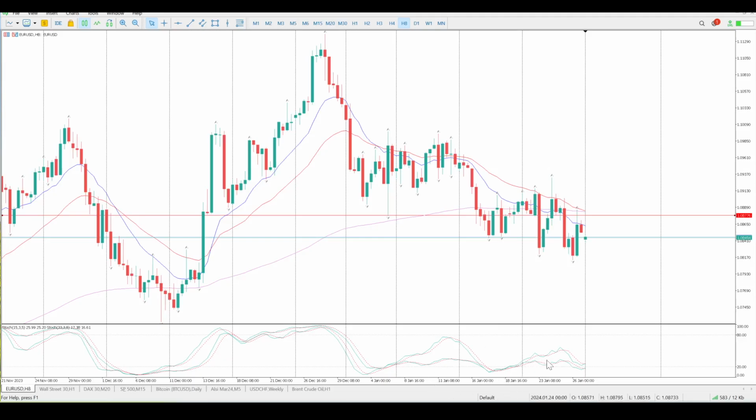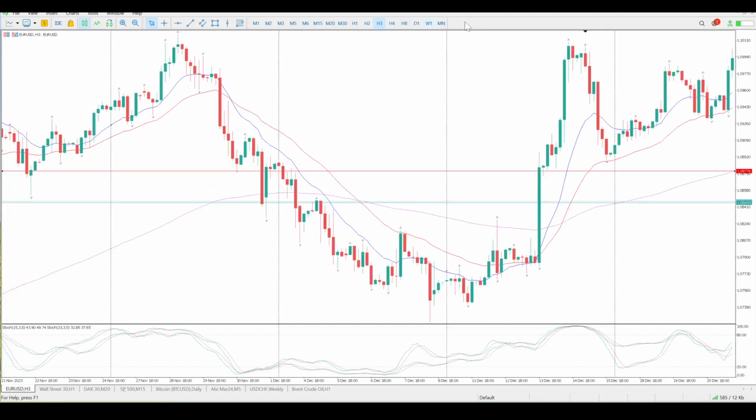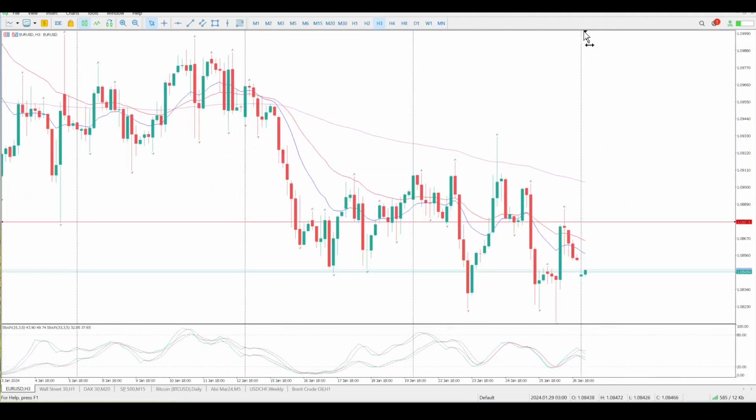Now the divergence that we had here, which was indicating a move to the upside potential, has been broken. So that's no longer in play. So this could be a case of drifting lower.